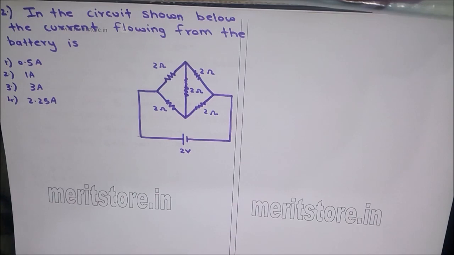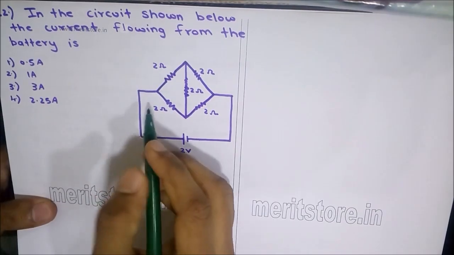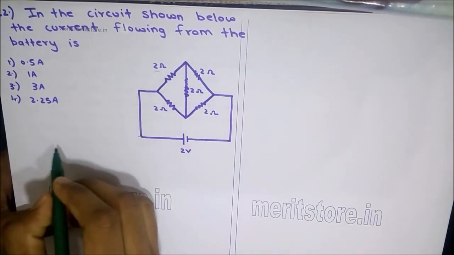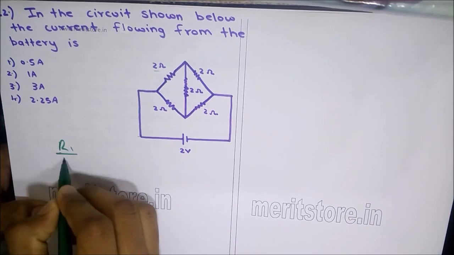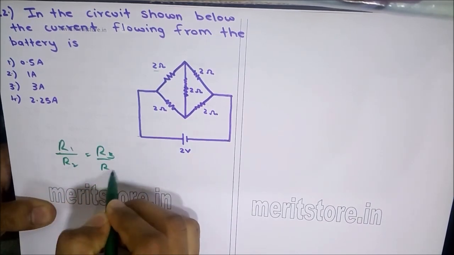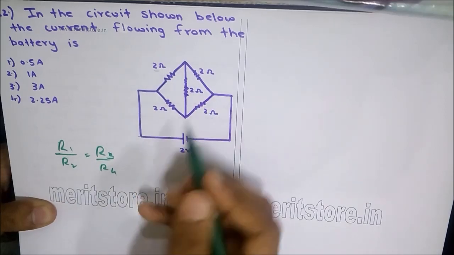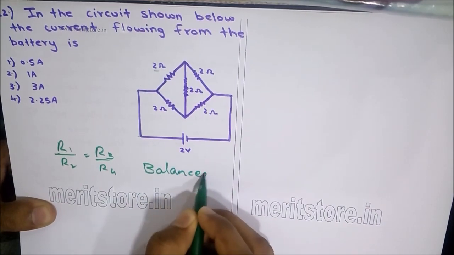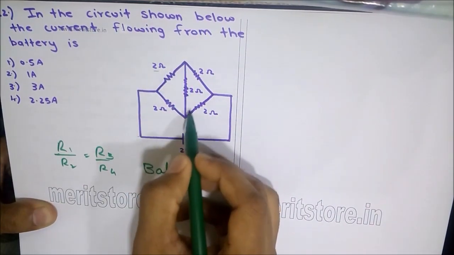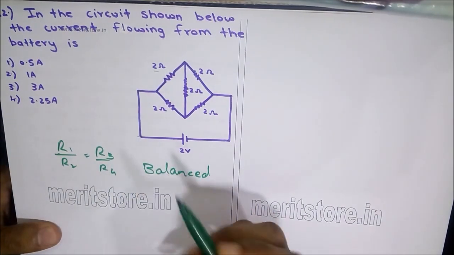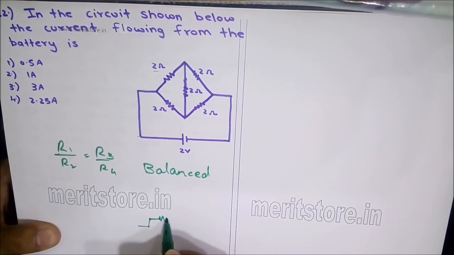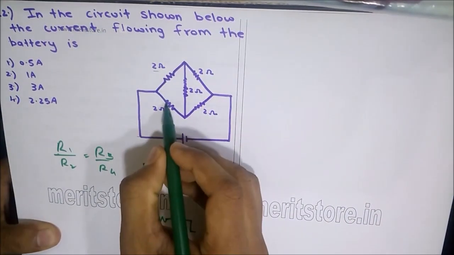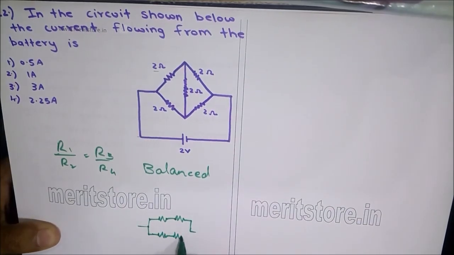In the circuit shown below, the current flowing from the battery is, as you can see, a Wheatstone's bridge is formed, and the balancing condition, that is R1 upon R2 equals R3 upon R4, is satisfied since all the arms have equal resistances. Therefore, the bridge is balanced. Since the bridge is balanced, no current flows through this middle 2 ohm resistance. Hence, the circuit can be reduced as 2 ohms in series with 2 ohms, and the parallel combination of 2 ohm and 2 ohm resistances again.